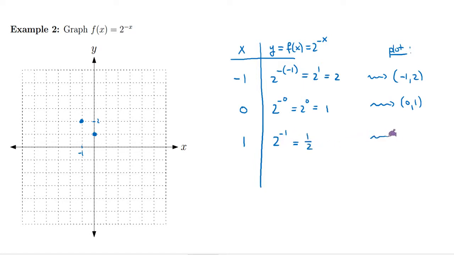So then we get the point 1 and 1/2. And if you want, you could continue this trend, but look at what actually happens. So negative 2, this will be 1 over 2 squared, so that's 1 over 4. So we're getting 2 and 1/4. You see that as you get larger and larger x values, it's getting closer and closer to 0. So that's exactly what's going to happen.